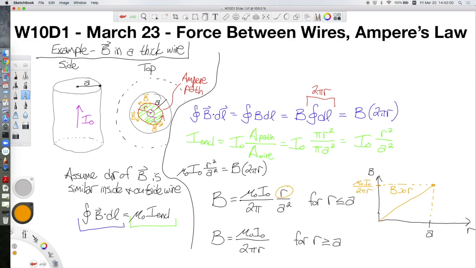But then, once we're past the edge of the wire and we're taking this larger Ampere path around, we now have a 1 over r dependence to our magnetic field. So the magnetic field is proportional now to 1 over r. And it will start to drop off at this point from that same connection point. So there will be a cusp here, but it will still at least be continuous.